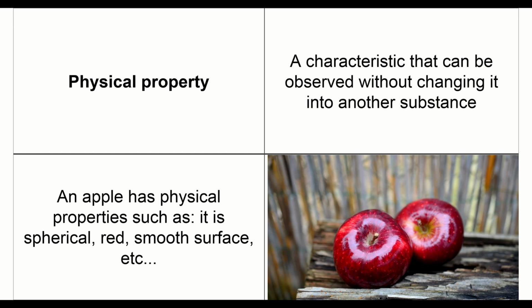So we have physical properties of matter. A physical property is a characteristic that can be observed without changing it into another substance. We strictly just look at what makes it what it is right now. It's a physical characteristic. For example, an apple has physical properties such as it is spherical, red, has a smooth surface, etc. Basically, we can be very descriptive about the things we can describe about its physical appearance.